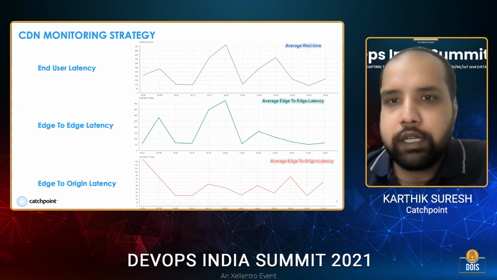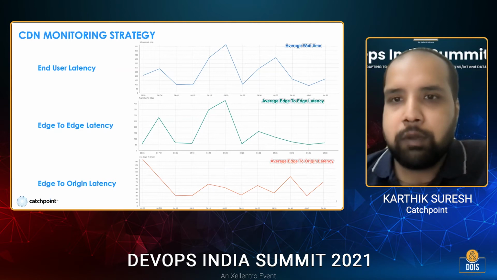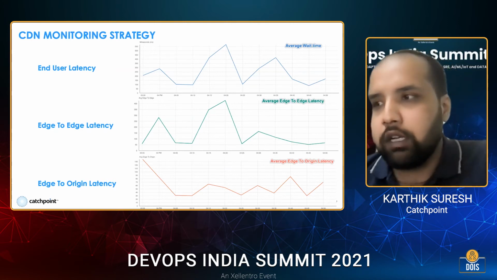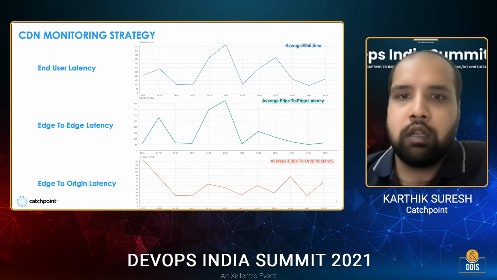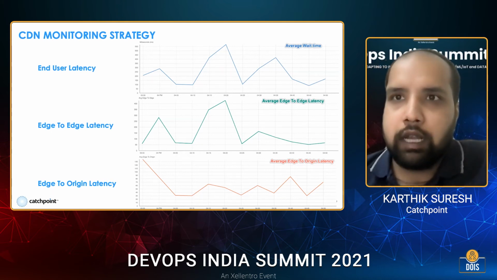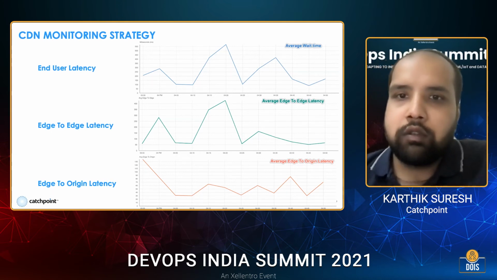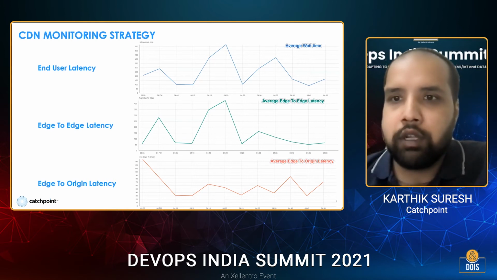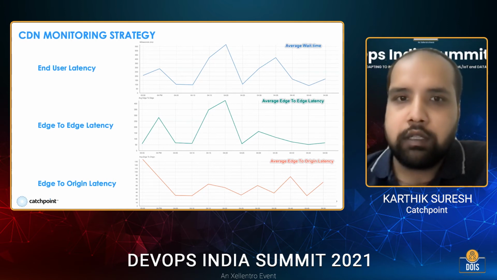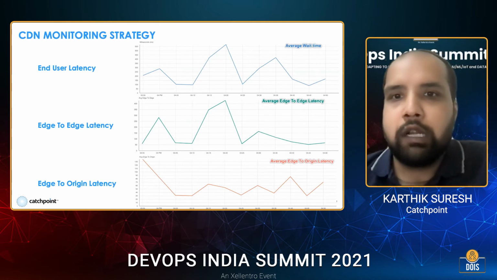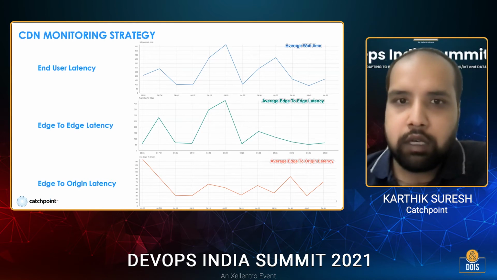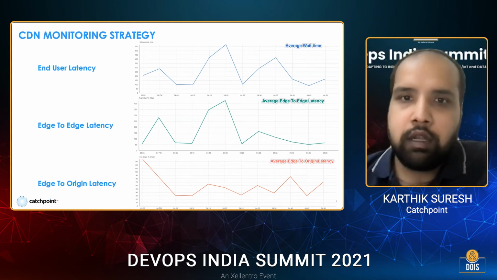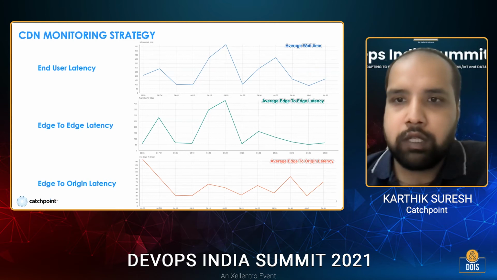So when using CDNs, the requests from end users are routed through three fundamental networks: the first mile, the last mile, and the middle mile. The last mile represents the connectivity between the end users and the CDN edge server. The middle mile represents the connectivity between one edge server and sometimes another edge server. And finally, the first mile represents the connectivity between the edge server and the origin server, where the content is hosted.